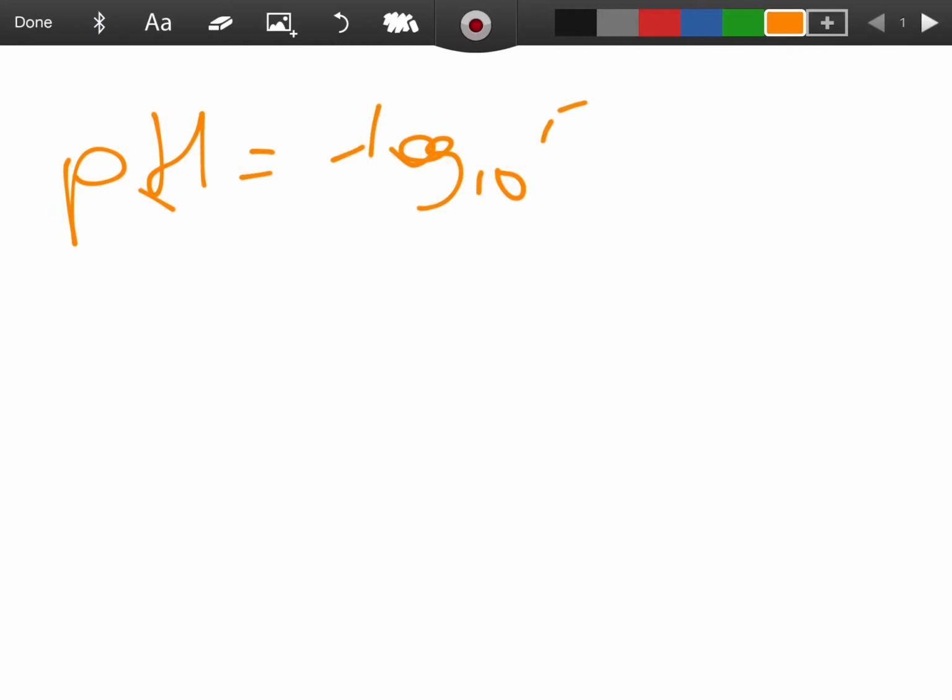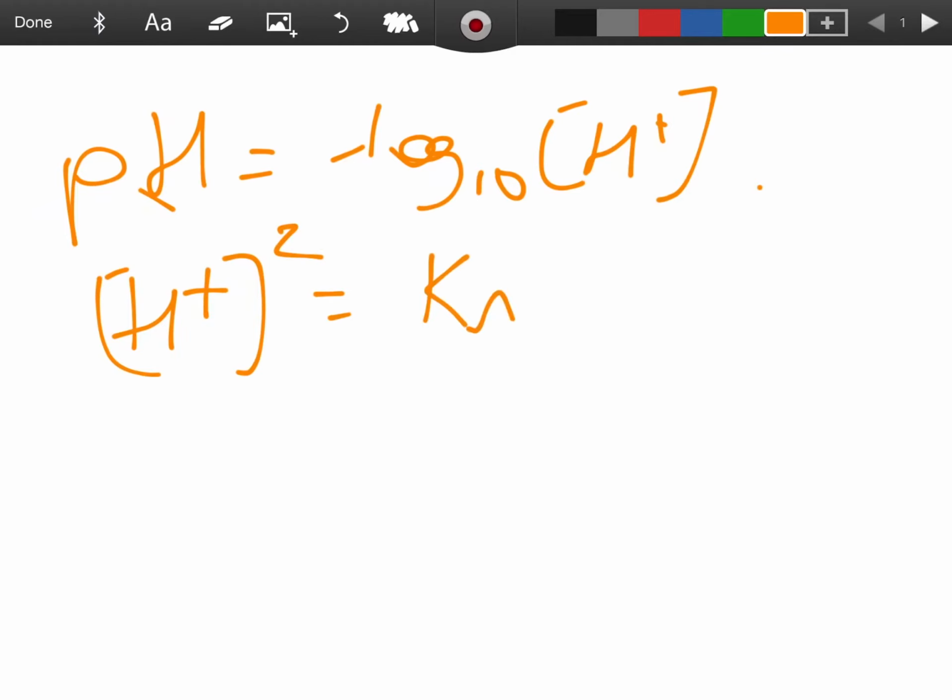So that's that. The last part of that question, then, you're asked to define pH. So again, remember, it's minus the log. I would put in the base 10 perhaps, and don't forget the square brackets for the hydrogen ion concentration. They're asking you to calculate the pH of a weak acid.